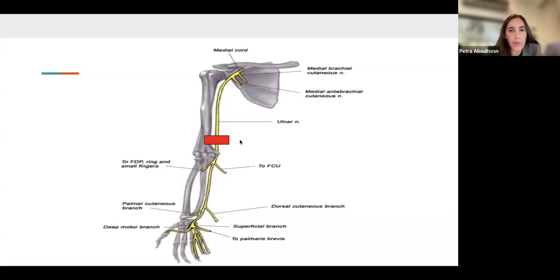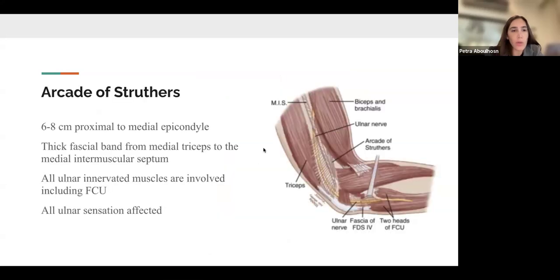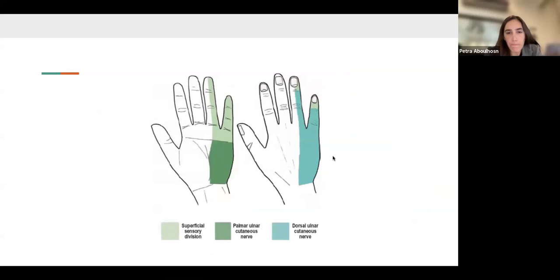In this case, because we're very high up and above the elbow, all ulnar innervated muscles are involved, including the flexor carpi ulnaris, and all ulnar sensation is affected. So we would have numbness and tingling in this area because all three branches are affected.